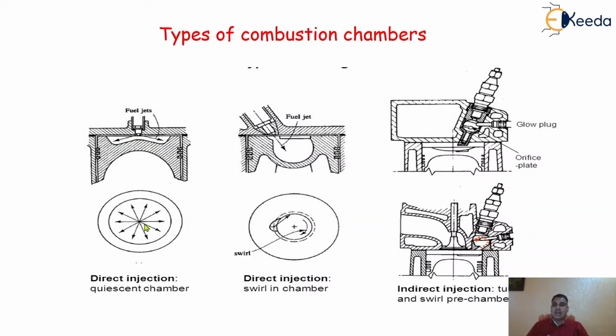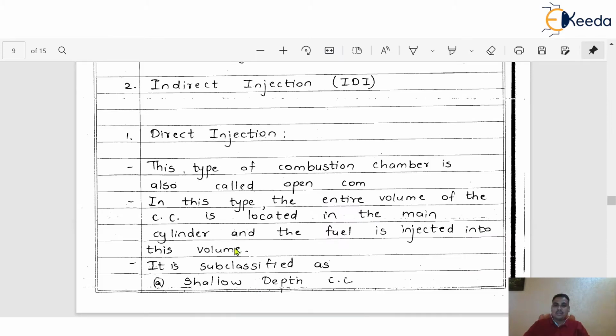This is the diagram of the direct injection, where injection is made directly inside the engine cylinder with the help of this system. In the case of this direct injection system, as given, the entire volume of the combustion chamber is located in the main cylinder and the fuel is injected into this volume.